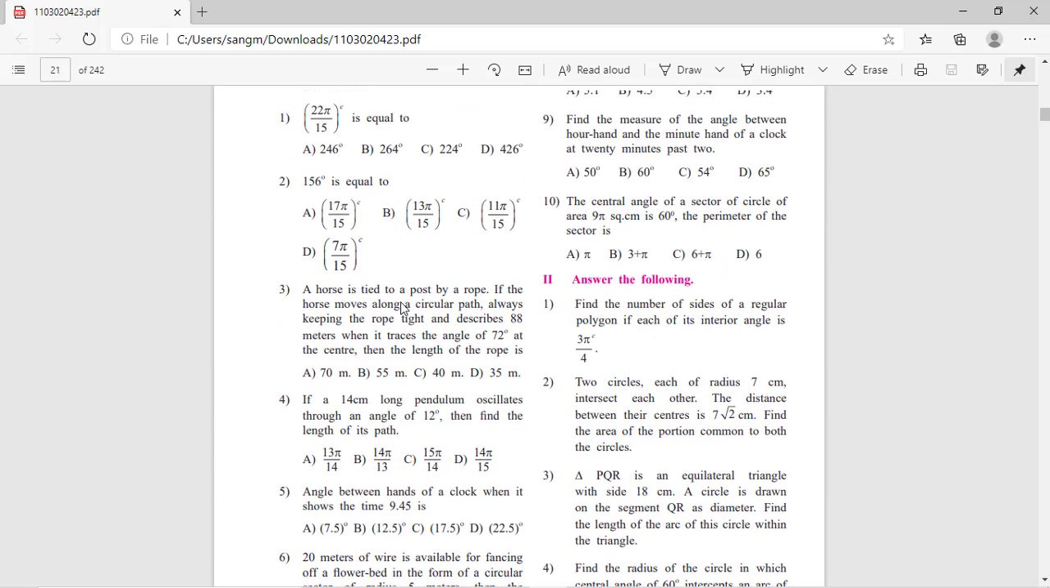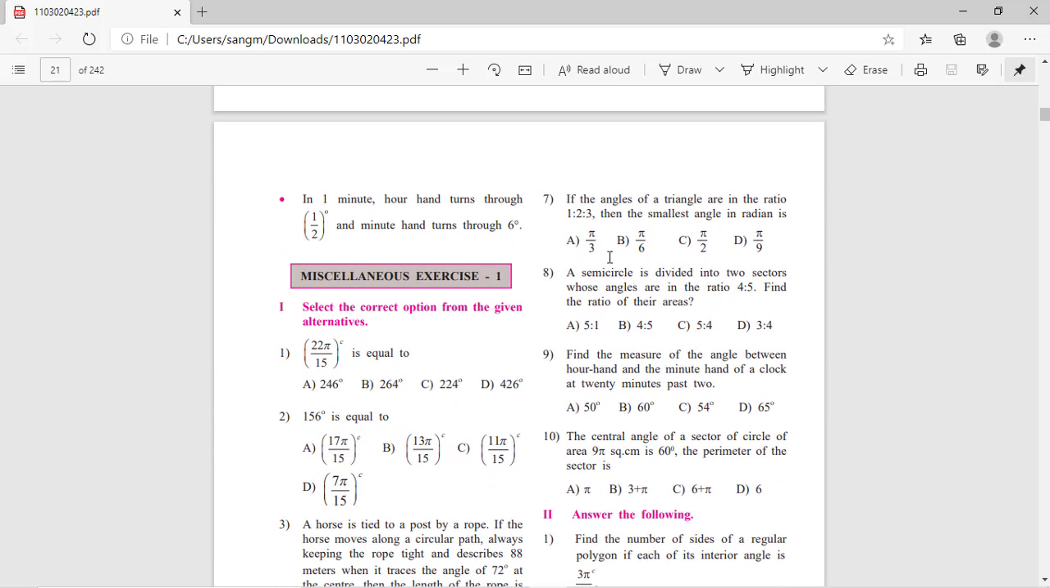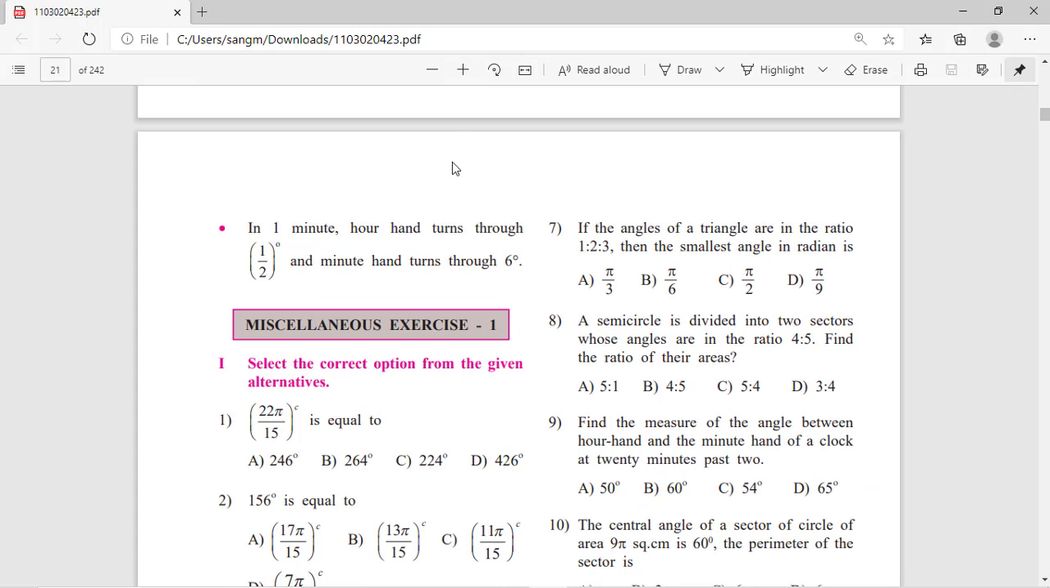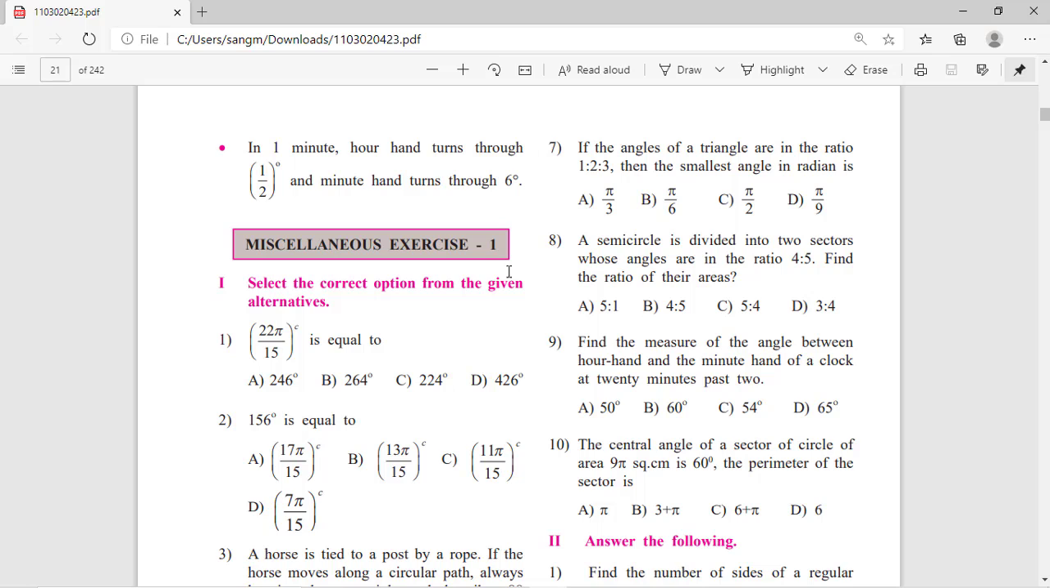Question number 7, you can solve on your own. It is the same as the questions we have solved in exercise 1. Okay, find the angles of the triangle which are in the ratio. I hope it is visible to everyone. Is it okay? 7th one. Okay, 7th. Find the angle.